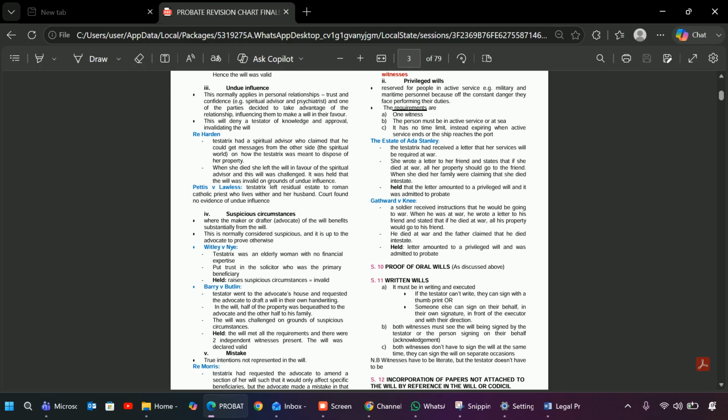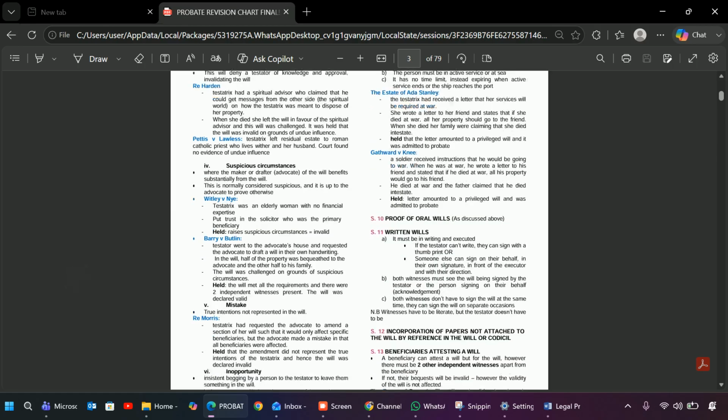We have another case of Barry versus Butlin, where the testator went to the advocate's house and requested the advocate to draft a will in their own handwriting. In the will, half of the property was bequeathed to the advocate and the other half to his family. This will was challenged on grounds of suspicious circumstances. However, the will met all the other requirements, with two independent witnesses present, and the will was declared valid.